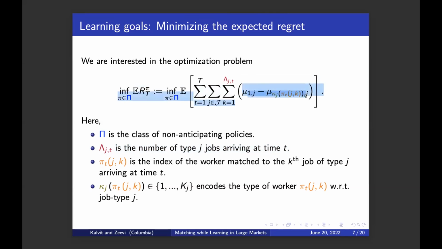What is this term here? This is simply the difference between the optimal instantaneous reward that could hypothetically have been generated if I had full information about all worker types, minus the mean reward associated with the worker that I actually end up routing that particular job to. It's a well-studied notion of instantaneous regret, which is then summed over the horizon of play to give a cumulative regret metric.